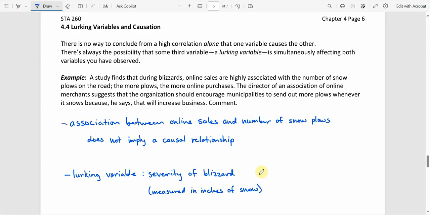There is a lurking variable, which is how severe the blizzard is, which you could measure, right? You could do it as a quantitative variable. You could do it in the number of inches of snow, right? That's an easy way to get a blizzard to be a quantitative variable. And you go, okay, well, that could drive both of these things. The more severe a blizzard is, the more snowplows are going to be out, right? Certainly, it's a driver for that.